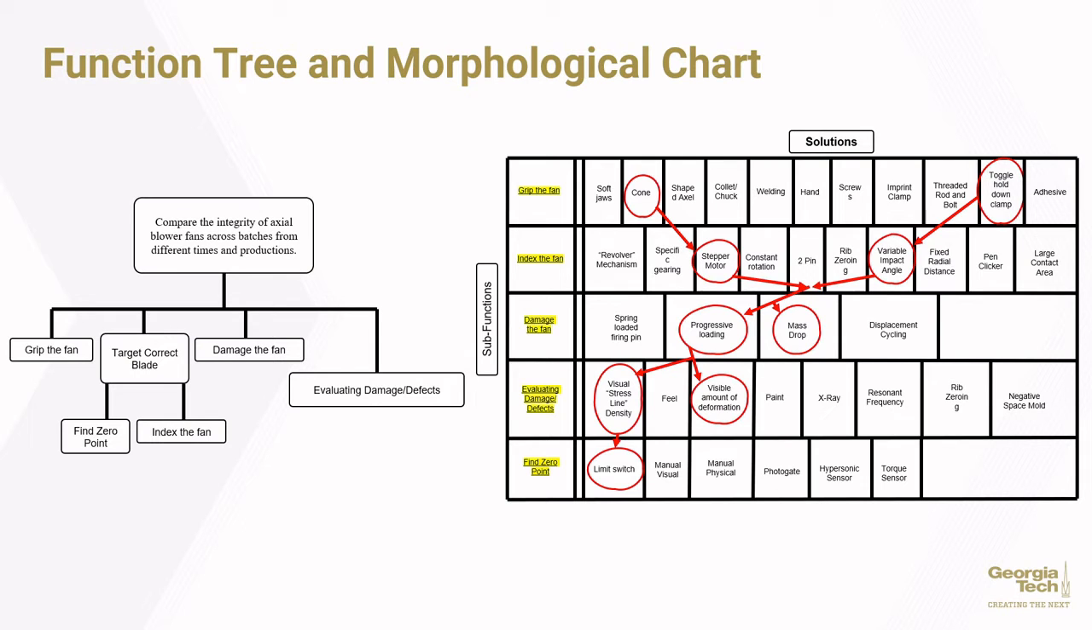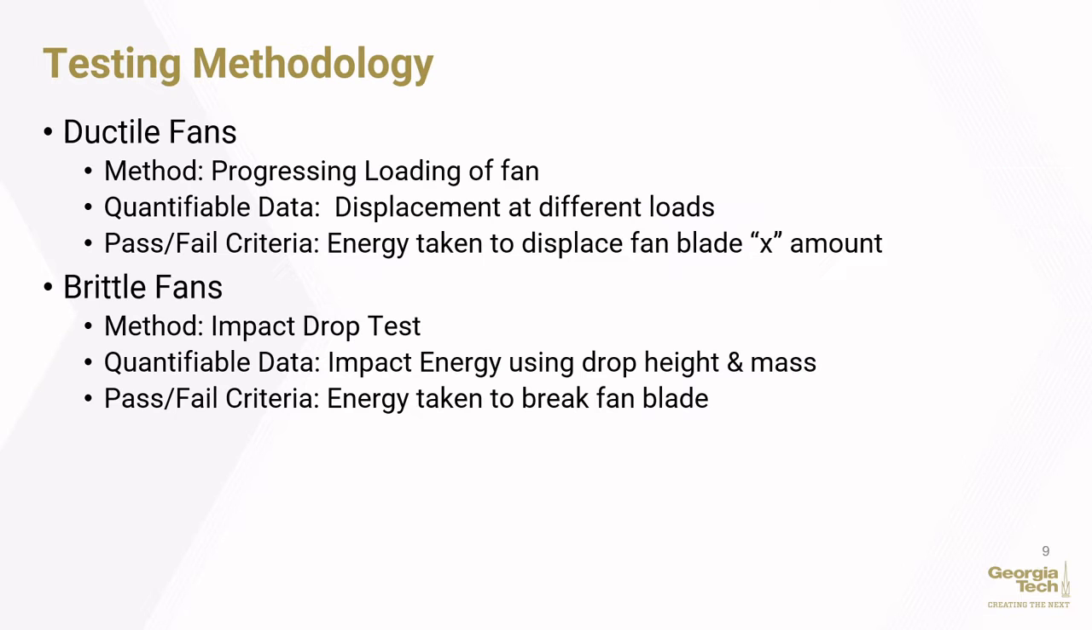Shown here are the function tree and morphological chart for the subfunction concepts. The four main functions of the fixture are to grip the fan, target the correct blade, damage the blade, and evaluate the damage. To achieve these functions, the group brainstormed many possible solutions and concepts. Then upon further conception and ideation, the solutions in red were shown to be the most efficient.